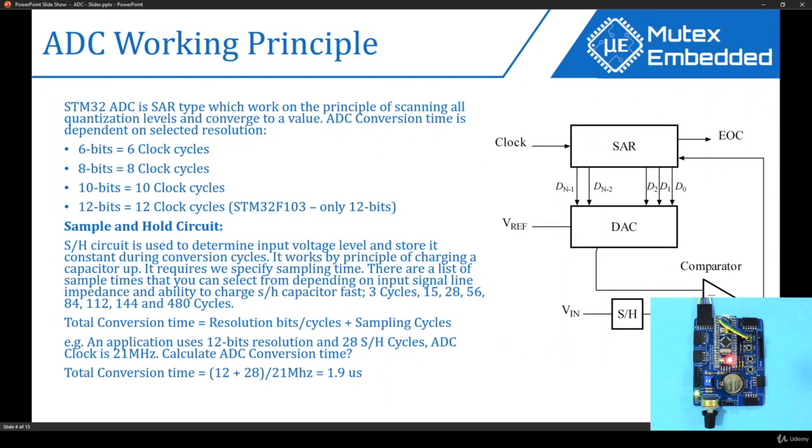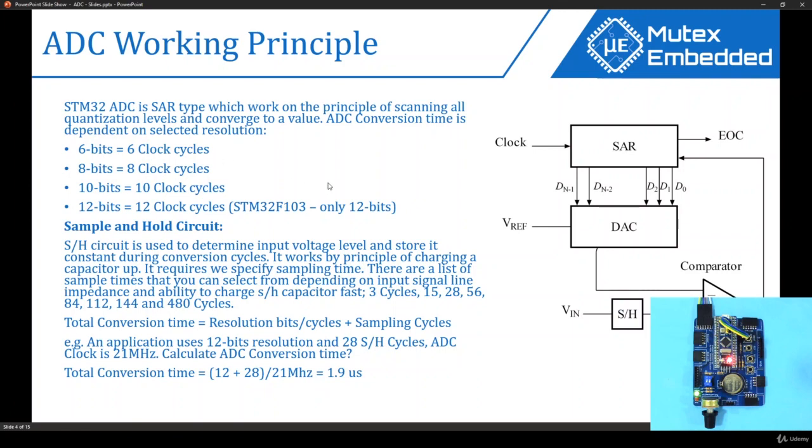Now the normal working principle of such an ADC is the SAR type, which should scan all quantization levels. The SAR type on the STM boards comes in some versions with 6 bits, which take 6 clock cycles, 8 bits, 10 bits, and 12 bits. Our starter kit, the STM32F1 Bluepill board, the one we're using, only has a single configuration. It can only work in 12 bits mode. So that's what we'll be programming.